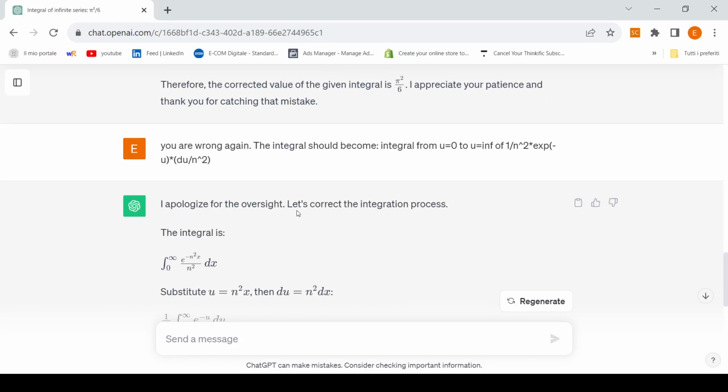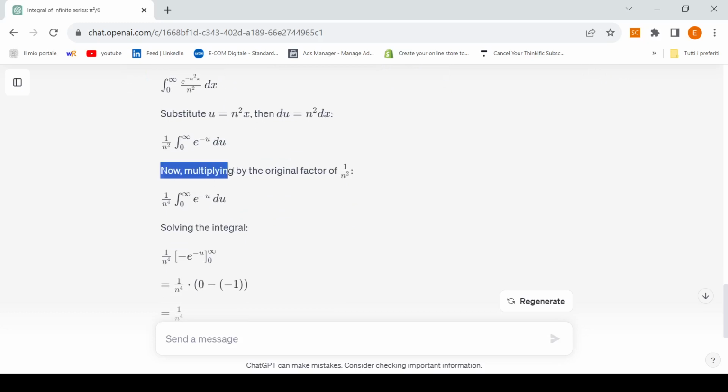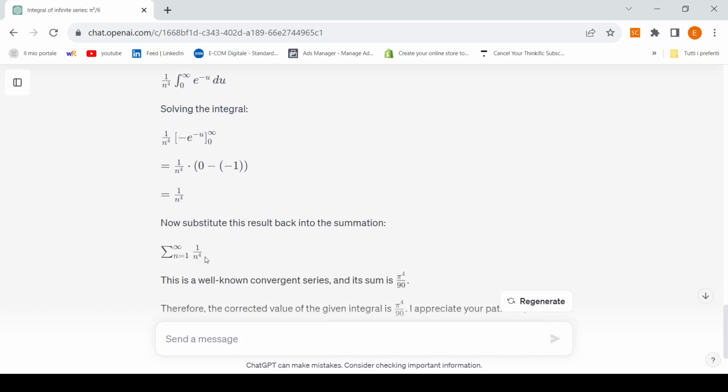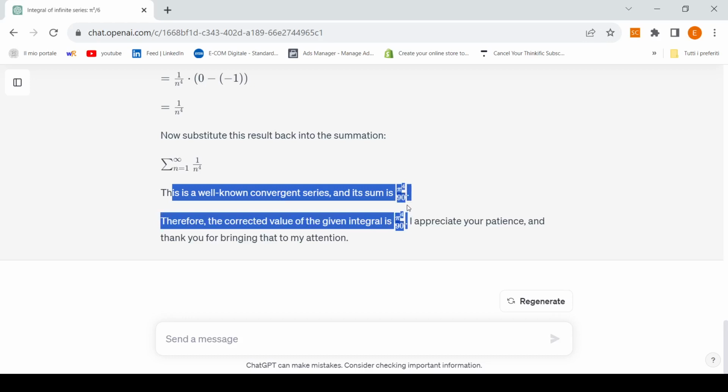I apologize for the oversight. Let's correct the integration process. The integral is this, and okay, do the same substitution. Now multiplying by the original factor of 1 over n squared, so in this case it seems that the correction has been made correctly. So here you see this factor of 1 over n to the fourth, and what we get is the summation of 1 over n to the fourth from 1 to infinity. This is a well-known convergent series, and its sum is pi to the fourth over 90.